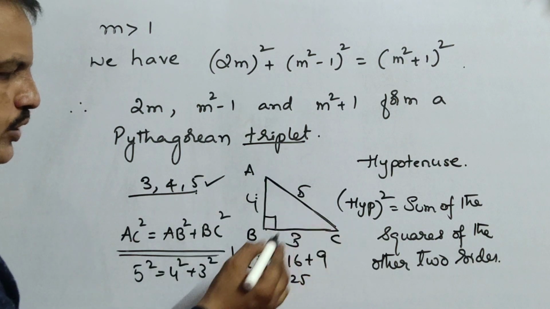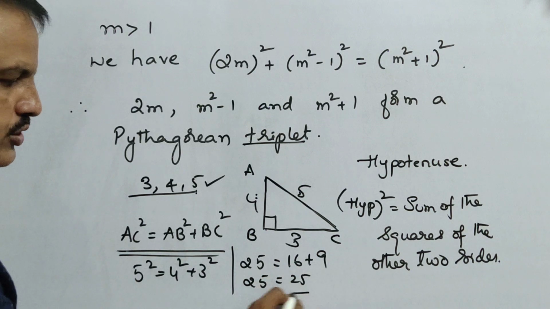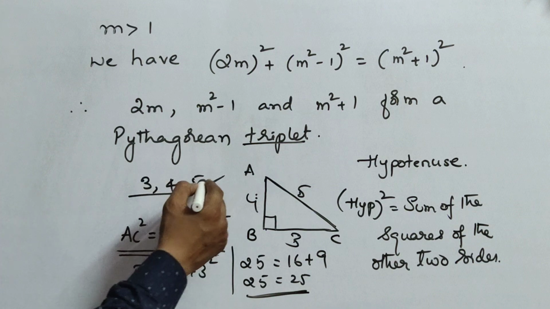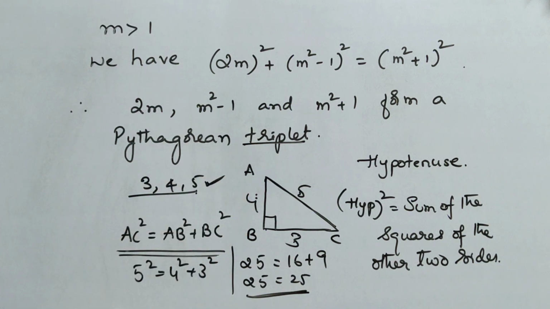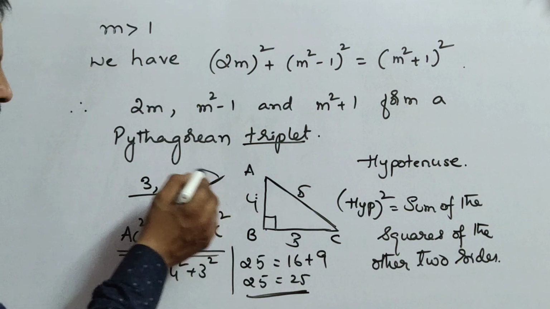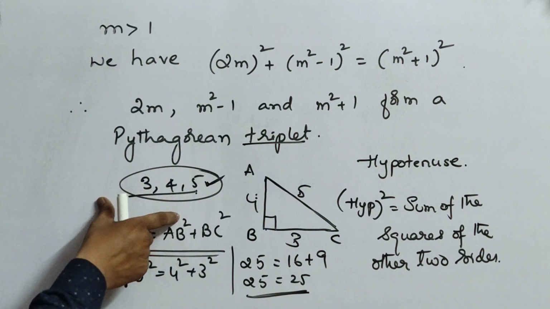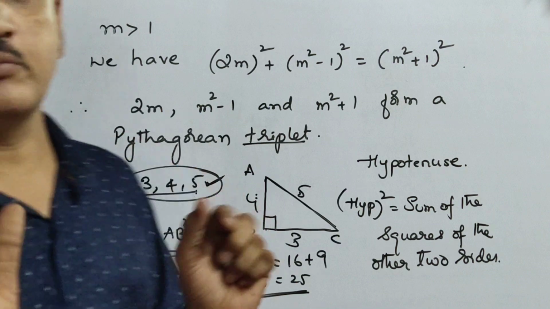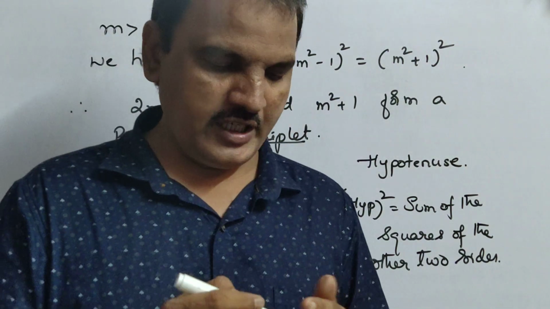That means hypotenuse square is equal to the sum of the squares of the other two sides. These two are equal. That's why 3, 4, 5 forms a right angle triangle. Okay, that means 3, 4, 5 are Pythagorean triplet numbers. Here you don't have that much, so don't worry. I gave it just for clarification.